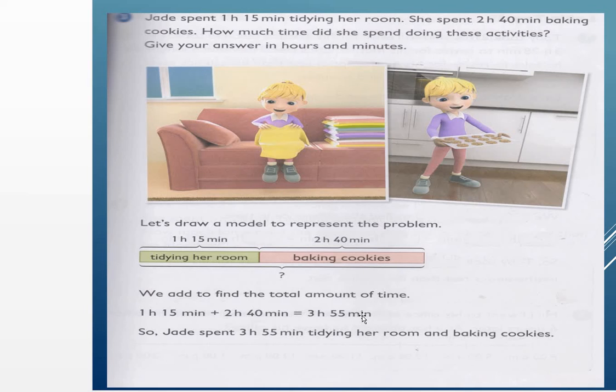Remember to add ones and ones together, tens and what together? Tens and tens. So minutes is 0 plus 5 is equal to 5. 4 plus 1 is equal to 5. And 1 plus 2 is equal to 3. Don't forget to write hours. So 3 hours 55 minutes. So Jade spent 3 hours 55 minutes tidying her room and baking cookies. These are the examples of word problem.